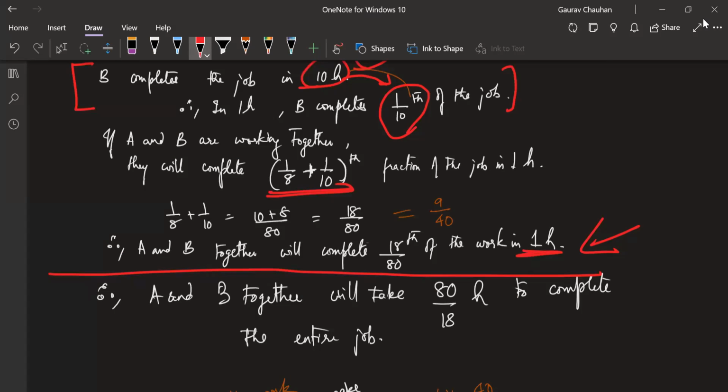So this is basically 18 by 80. They are cutting and writing 9 by 40. That's all, nothing else. So don't worry, 18 by 80 or 9 by 40 does not make a difference. Now, let's think of it this way.